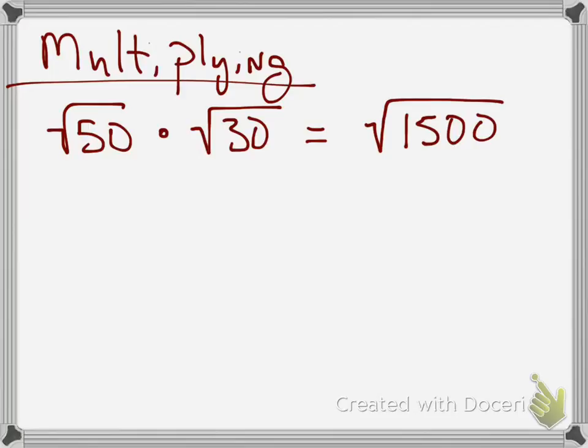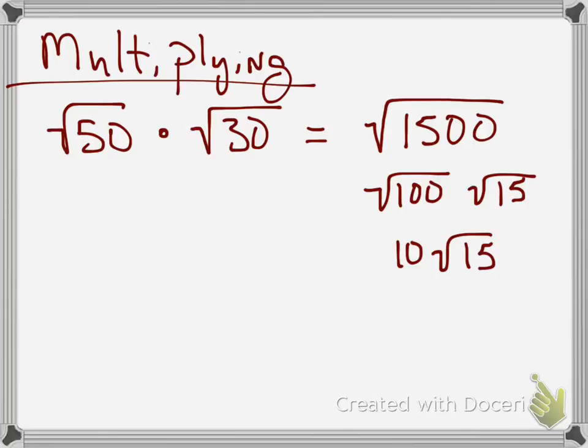So if you start working through it like that, eventually you'll discover that, yes, 100 will divide into it. And you get 15. And the square root of 100 is 10. So this answer is 10 square root of 15.